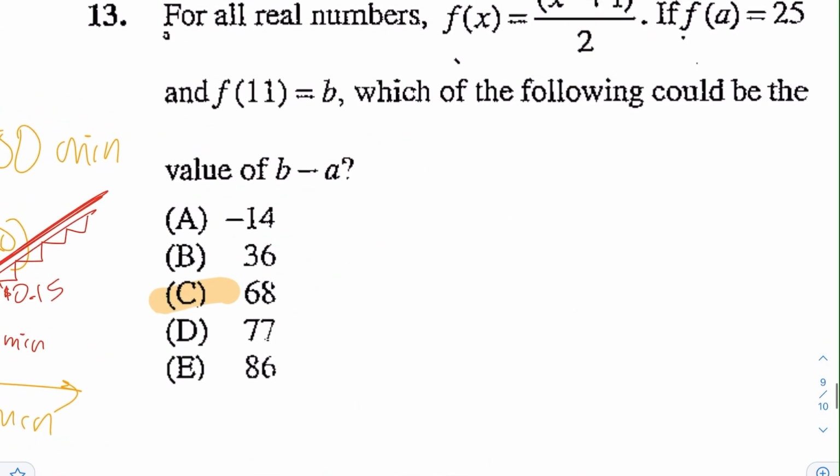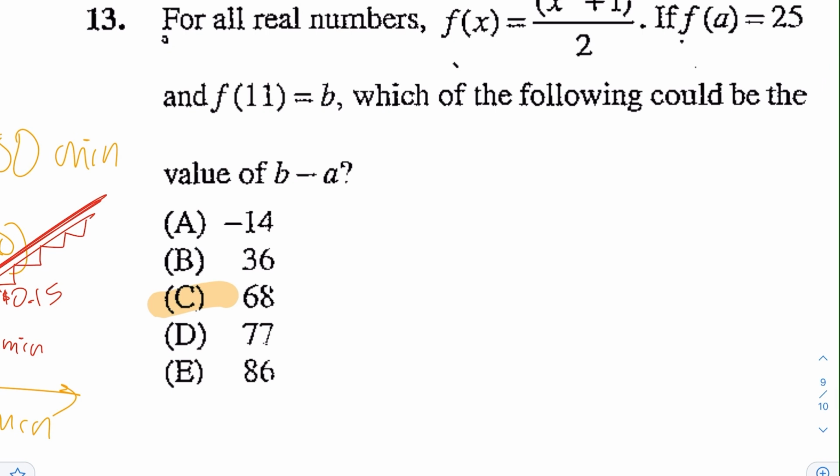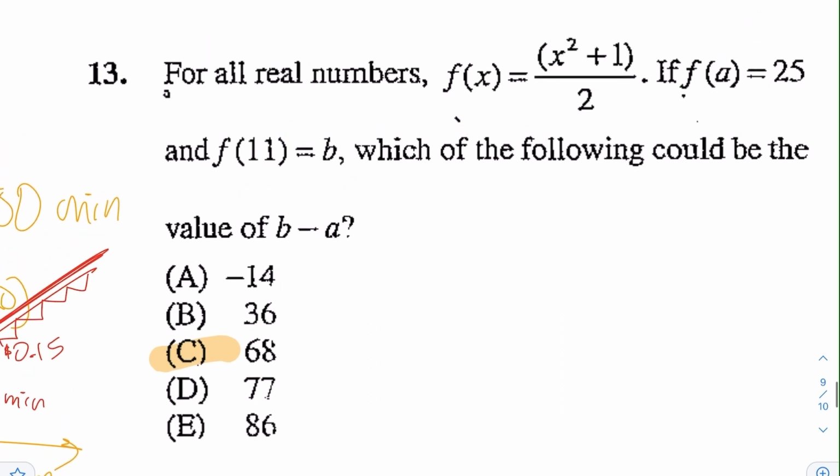All right, next for number 13. For all real numbers, f of x is equal to x squared plus 1 divided by 2. If f of a is 25 and f of 11 is b, which of the following could be a value of b minus a? All right, so here you have a function, and a function here, of course, is an input-output machine. Just got to follow the rules.